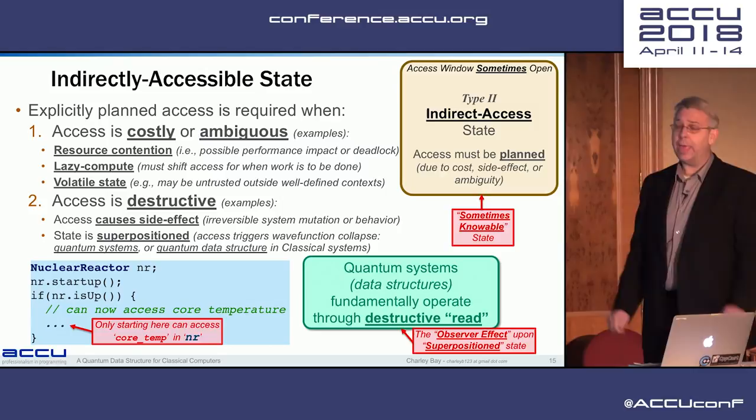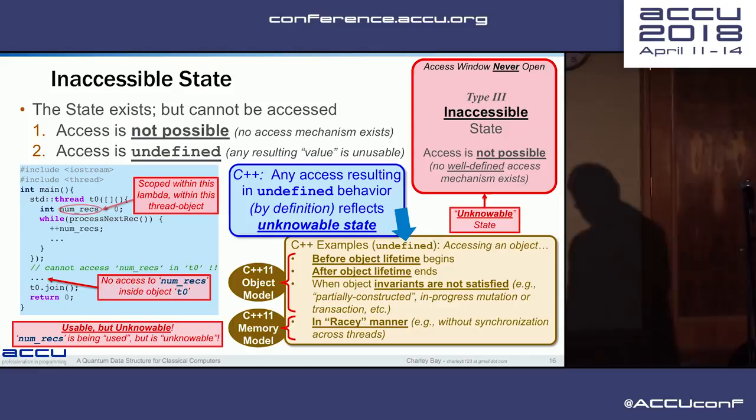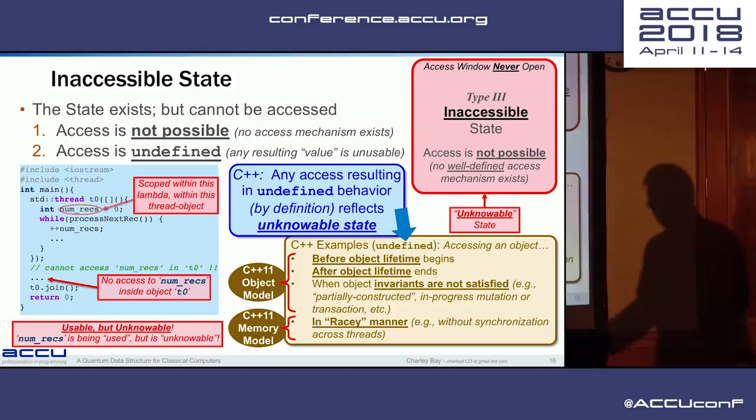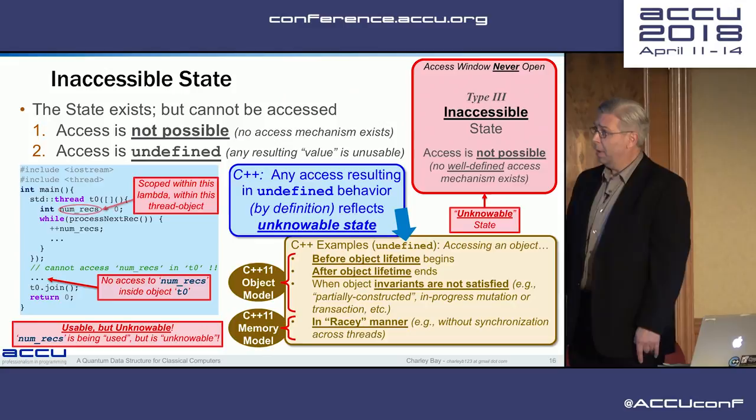And then, of course, that last category is you can't have it. The state's there, but there's no interface to it. So you can't have it. Or the state's there, but there's no well-defined interface to it. So anything you might access in an undefined way, in the C++ language, for example, by definition, that's unobservable. It's undefined. You can access it, but it's garbage. It doesn't mean anything. And actually, bad things can happen if you try to access something that is not well-defined or through a pattern that's not well-defined.